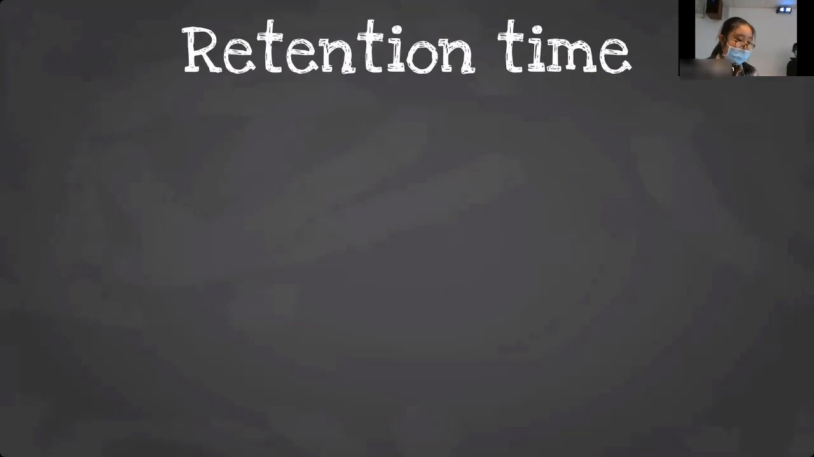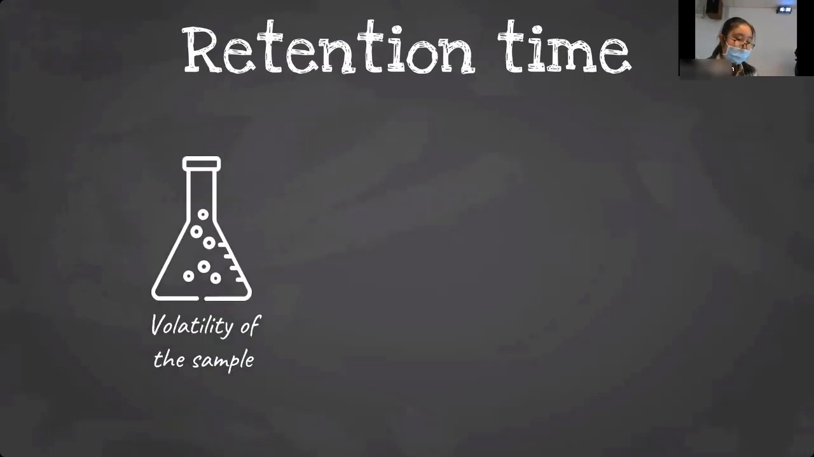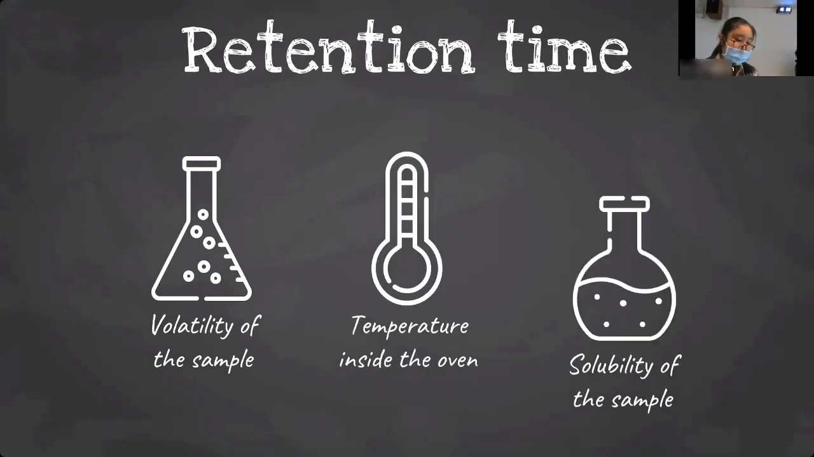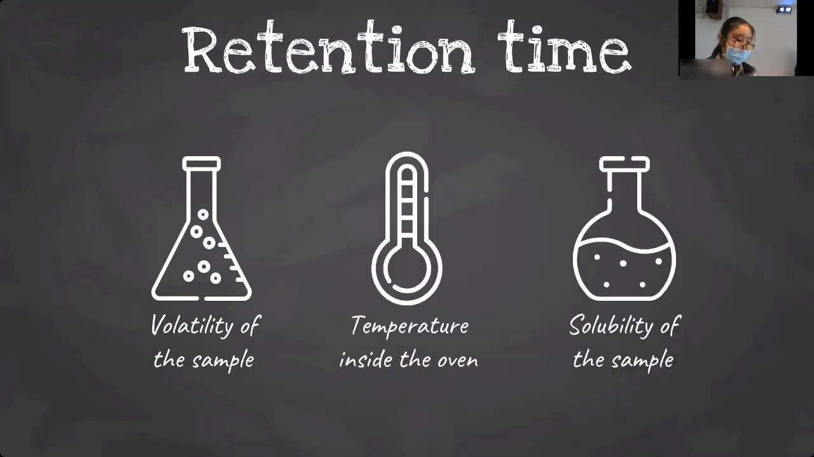Talking about the retention time, unlike HPLC, which looks more into the polarity of the compound, in GC, we look more into the volatility of the compound, in other words, its boiling point, temperature inside the oven, as well as the solubility of the compound in the liquid. This is quite easy to understand.